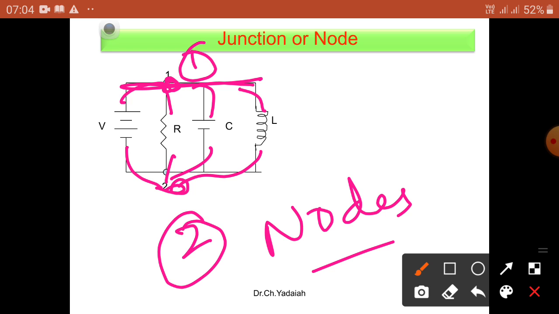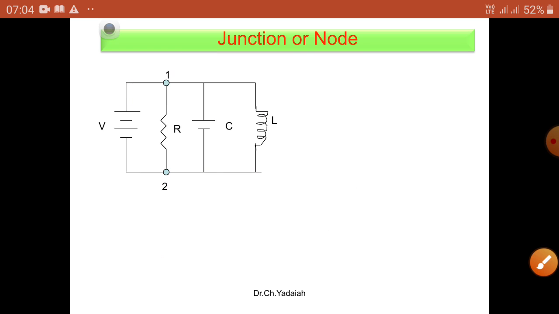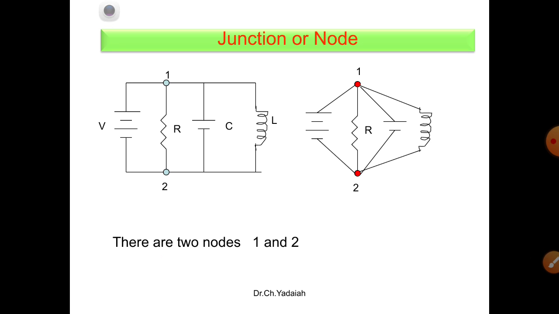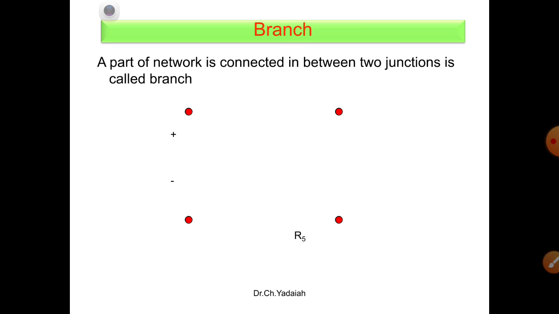So this circuit can be written in a simple way, see here. There are two nodes, 1 and 2. All the terminals are connected to 1 and 2. Here there are two nodes, node 1 and node 2, so we can say two junctions, junction 1 and junction 2. So a junction or node is nothing but a common point.